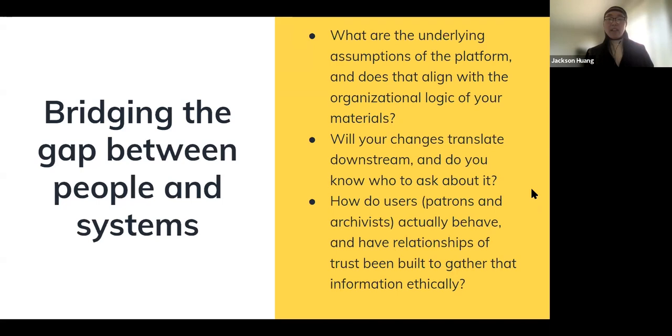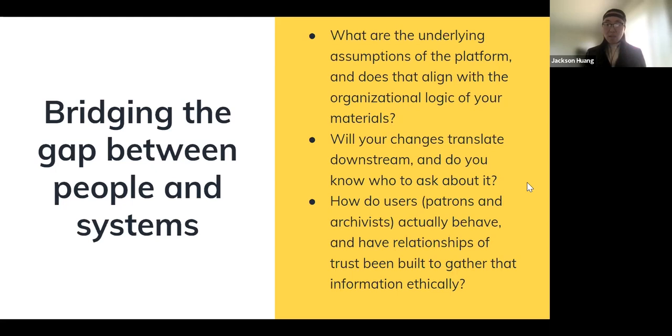So library and web platforms often expect item level rather than collection level metadata, or they expect things to be atomized rather than hierarchical. And so in a case like that, if we're looking at this particular collection, do we put some additional effort to make sure that item level records are inheriting source collection level subjects and scope and contents? Is there a step in our workflow to make sure that when we are migrating platforms between collections, these questions are being asked? It's also the question of making sure that your changes translate downstream and knowing who to ask about whether or not those translations will happen.